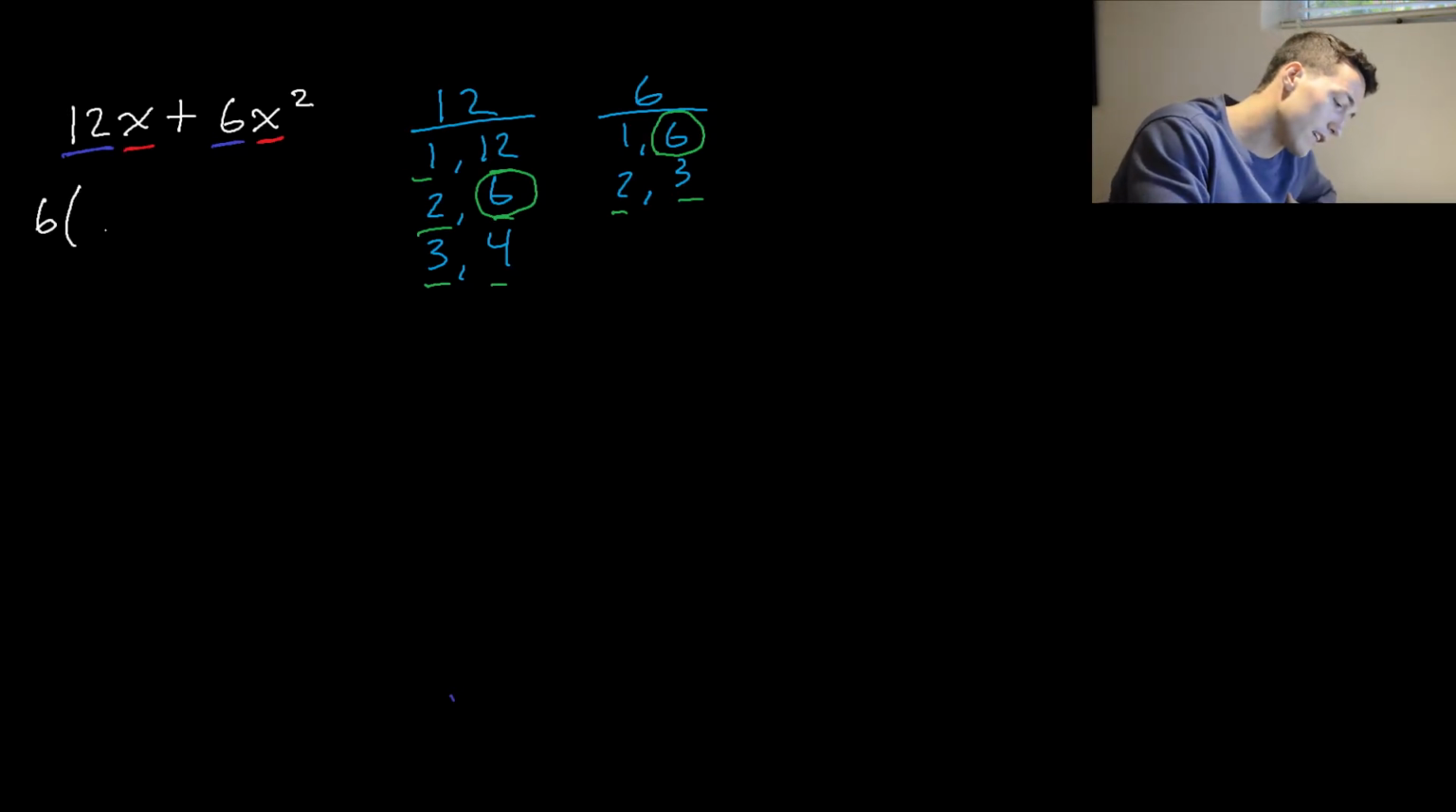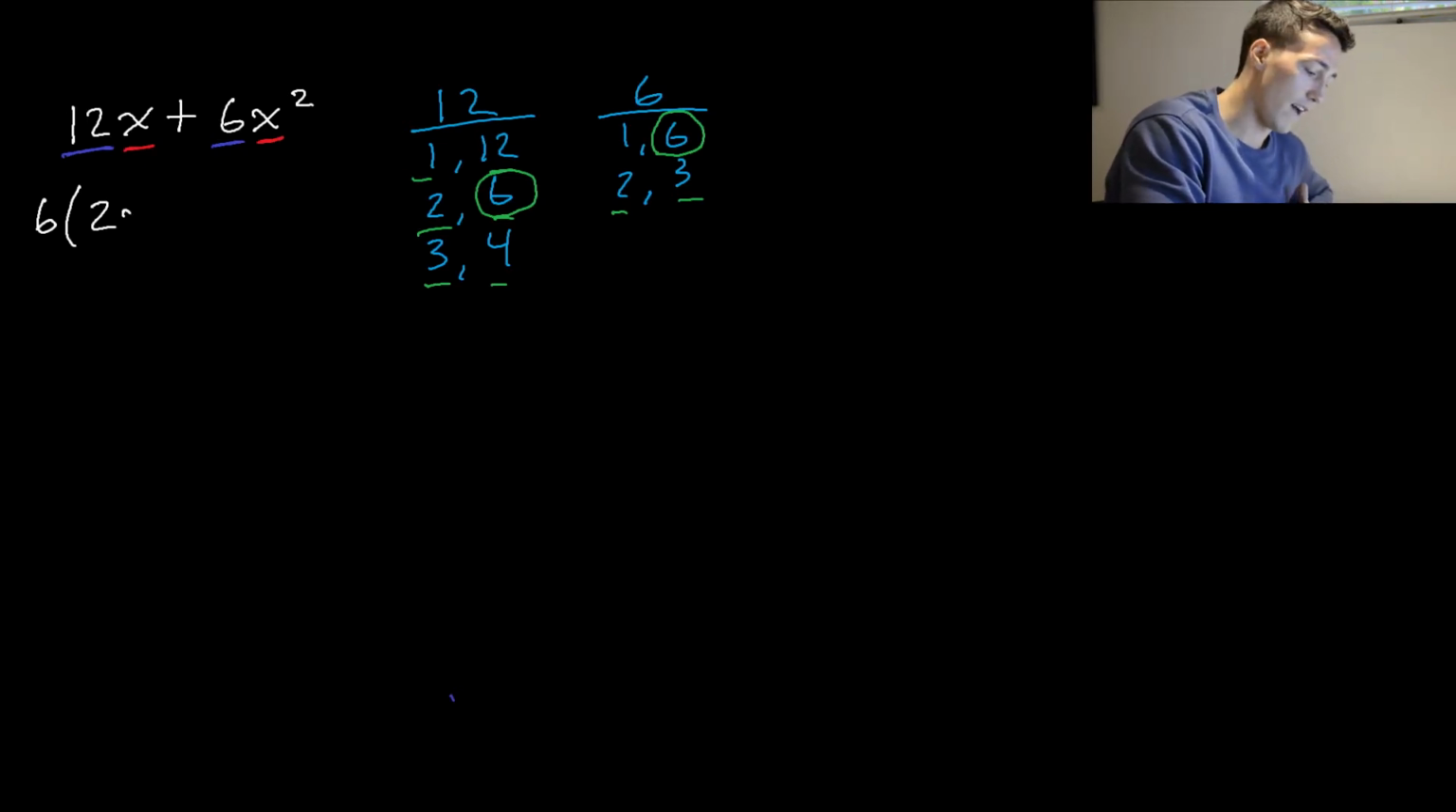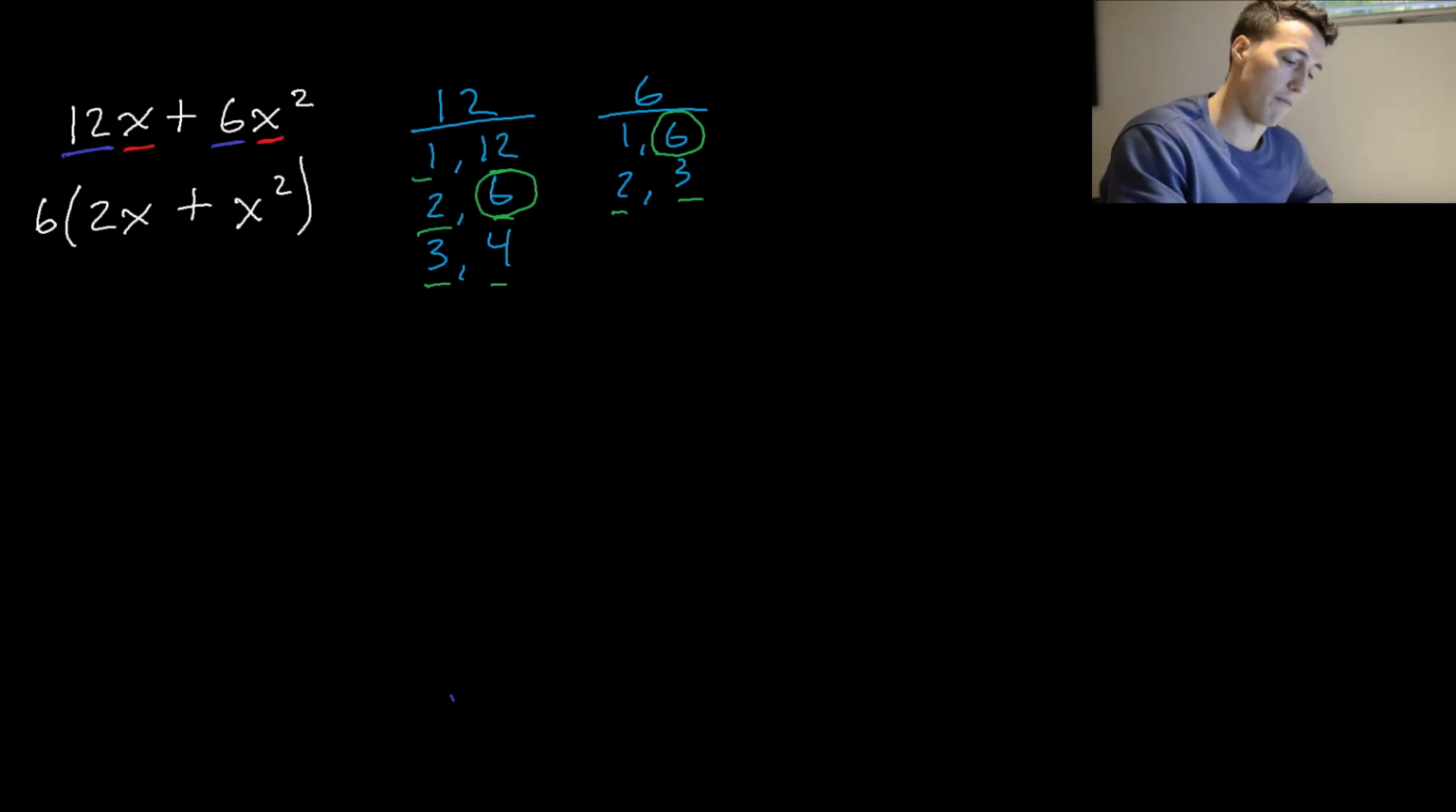So we can write 6 times something gives us 12x, and that something is 2x. Next we're going to do the 6x squared, so 6 times something gives us 6x squared, and in this case it's just x squared. But now you can see that we factored out the coefficient, which is the greatest common factor.